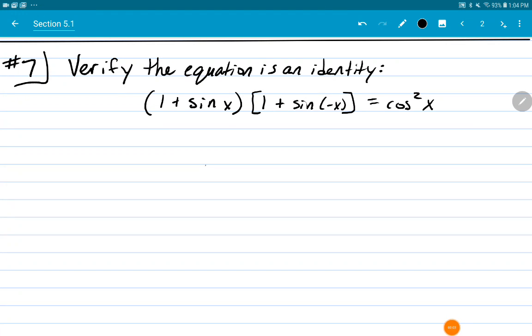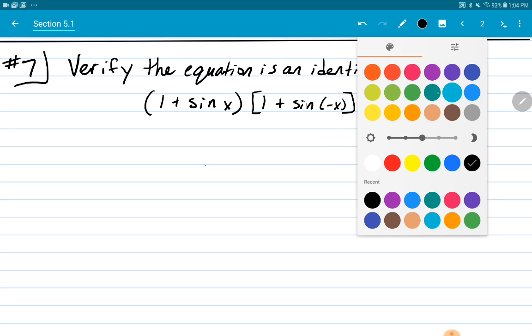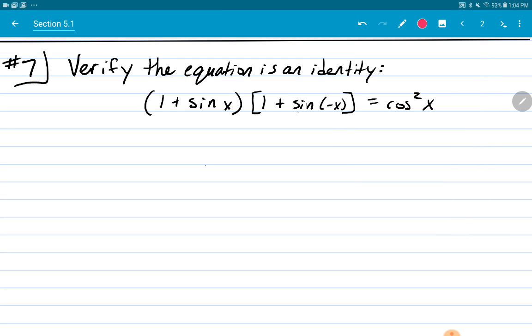Section 5.1, problem number 7, we need to verify the equation. This equation is an identity. So in section 5.1, we're introduced to the symmetry identities. Mainly the one that's going to help us here is that sine of negative x is equal to negative sine of x.